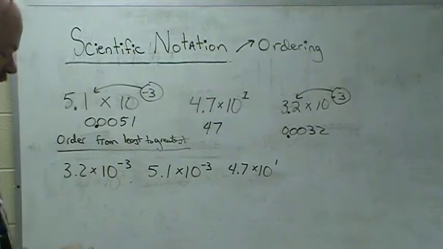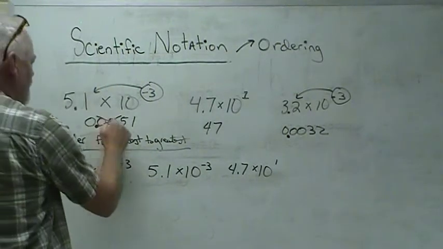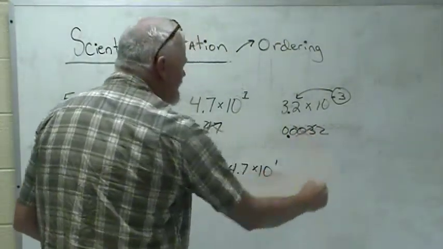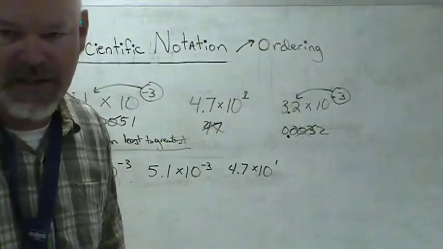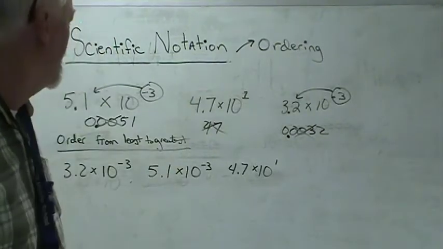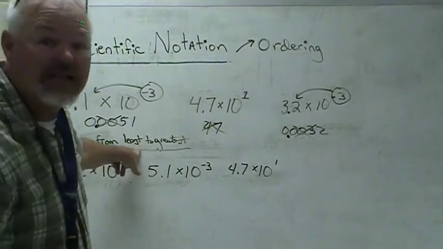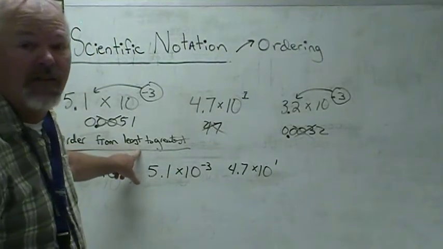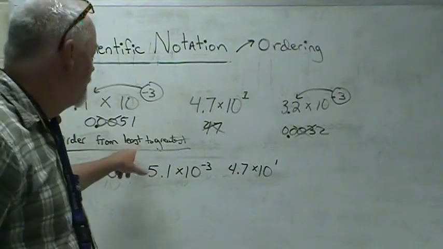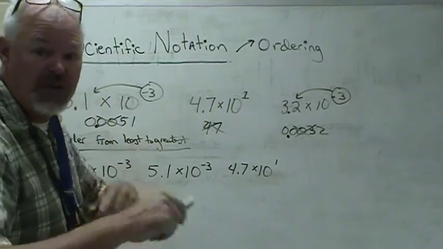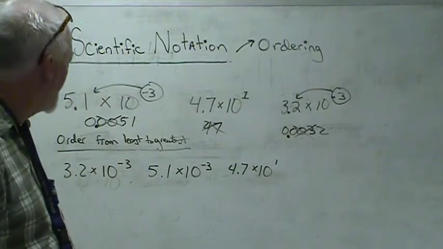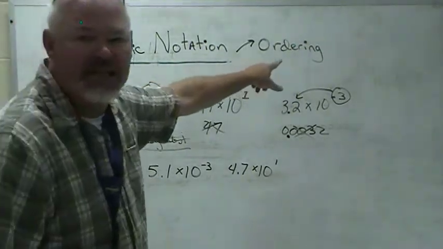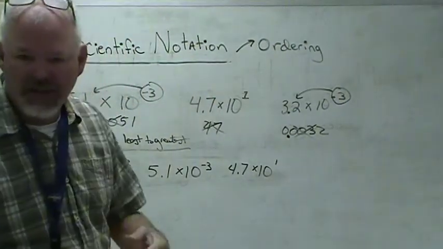Least to greatest. You don't have to do this part though, guys. Make it easy. Just look at the exponents when we're ordering them from least to greatest. Read your directions. Sometimes it might say greatest to least. I bet on my warm-up tomorrow or the next day, I'm going to switch it up for you, so you better make sure you read the directions. Ordering scientific notation, least to greatest, greatest to least.